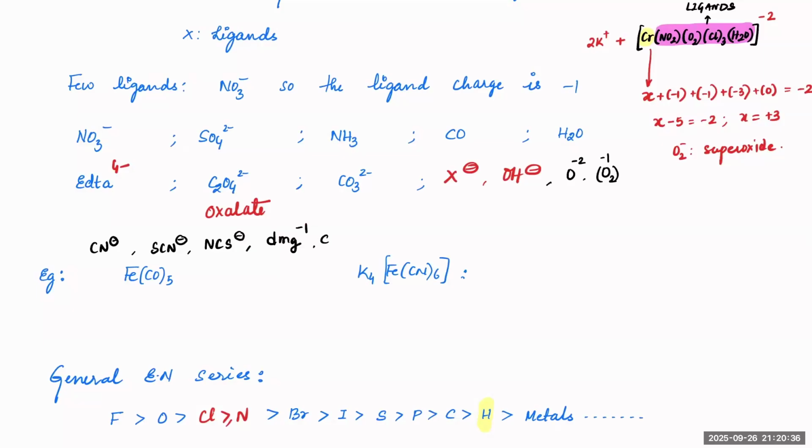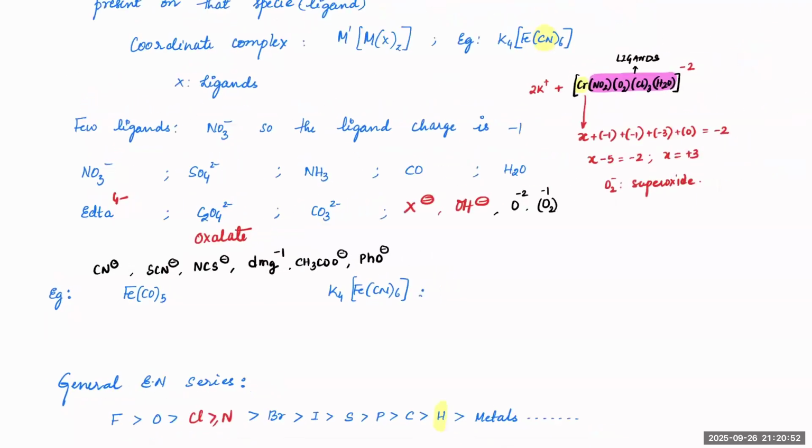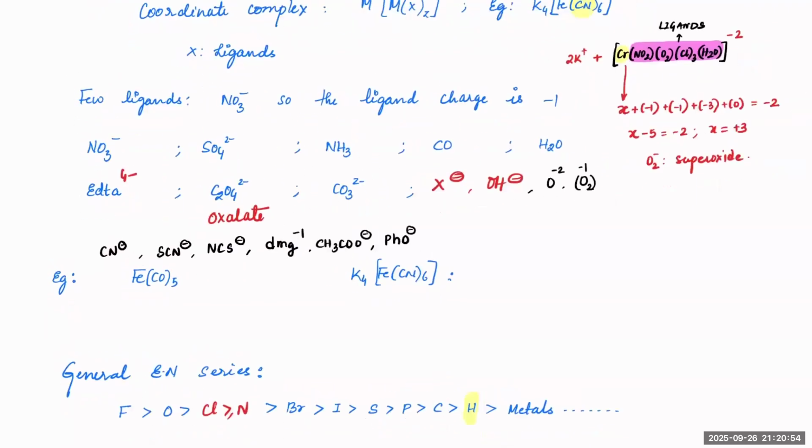Acetate, CH3COO, will always carry -1 charge. Any acidic group carries a -1 charge. So phenoxide, PhO, will always carry -1 charge. So these are a few other ligands which will be useful.